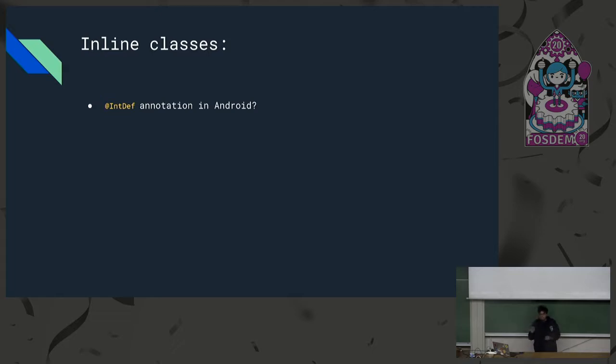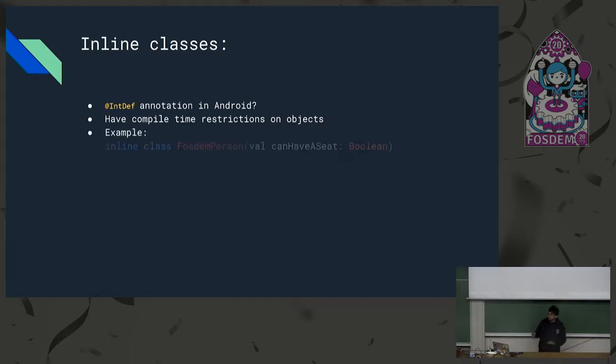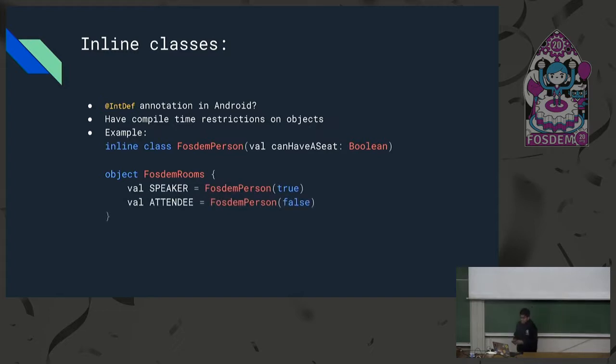The idea is an amazing idea, because you want something at the compile stage to restrict types. And they're essentially primitives. Half of the things that we do around these things are primitives. So that's how inline classes were born, actually. You have compile time restrictions on objects. For example, this is a very bad example, but yeah. We can have an inline class, which is actually a Boolean parameter which says whether a candidate can have a seat or not. And that's it. It's essentially used to restrict types.